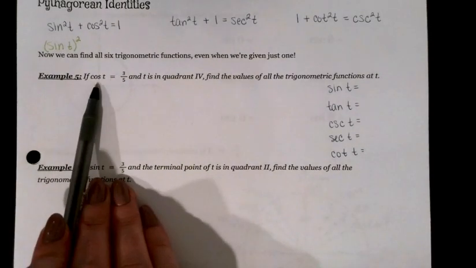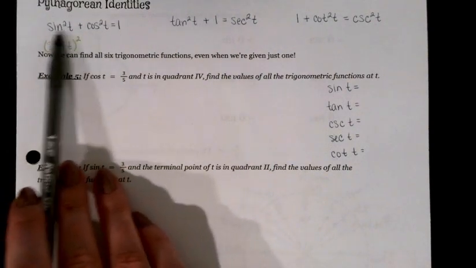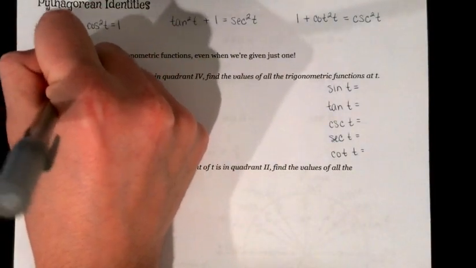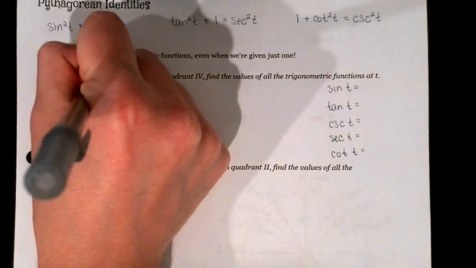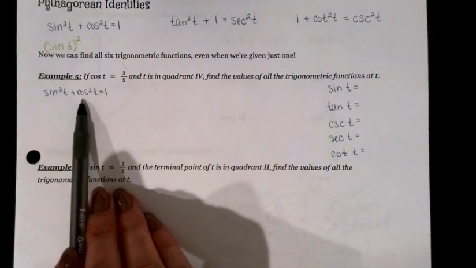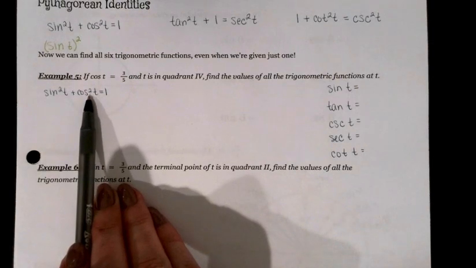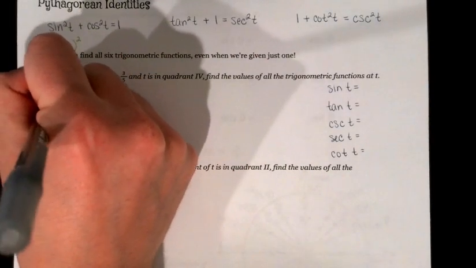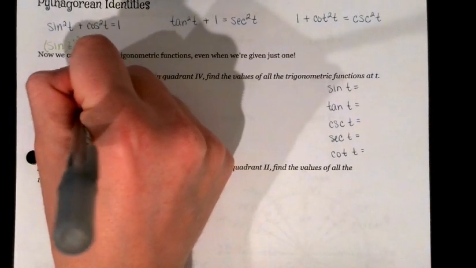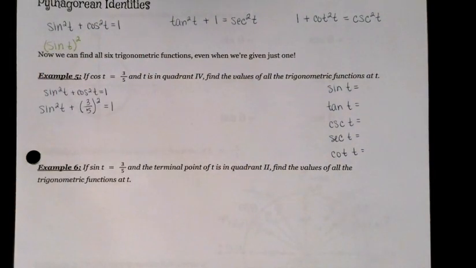So cosine, I want to use the equation that contains cosine, and that's the first one. So I'm going to use sine squared plus cosine squared equals 1. So I can go ahead and plug in my fraction in place of cosine of t, and then I do have to square my fraction since cosine of t is being squared here. So I have sine squared plus, I'm going to put my fraction inside parentheses and square it, and then that equals 1.